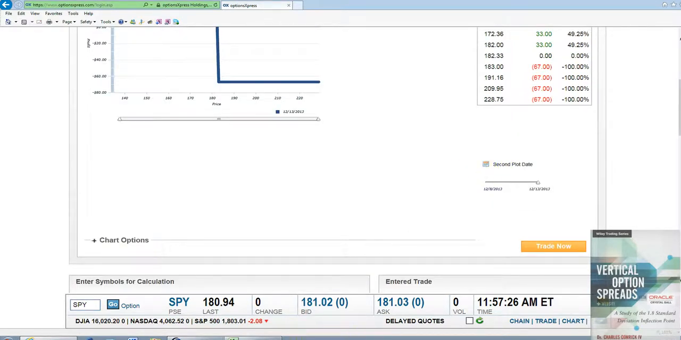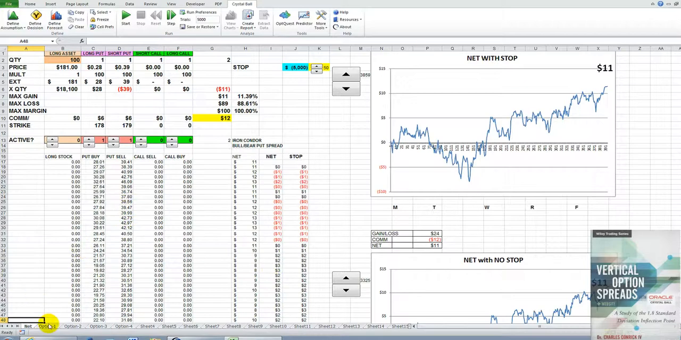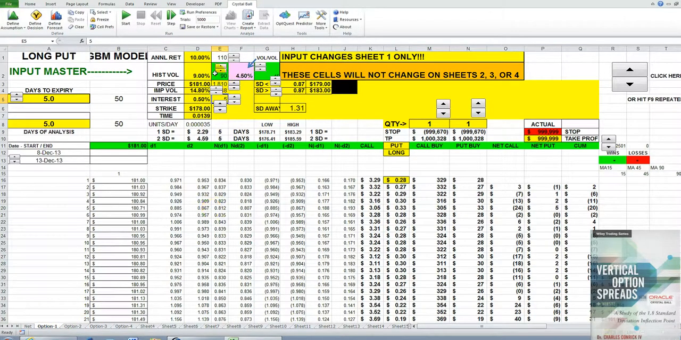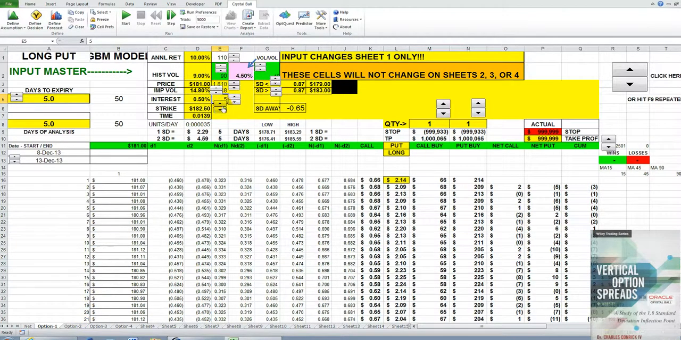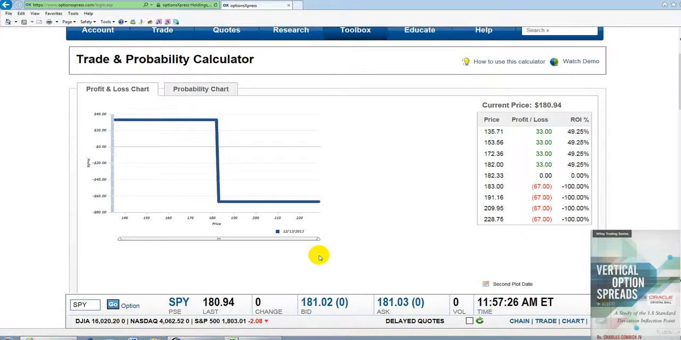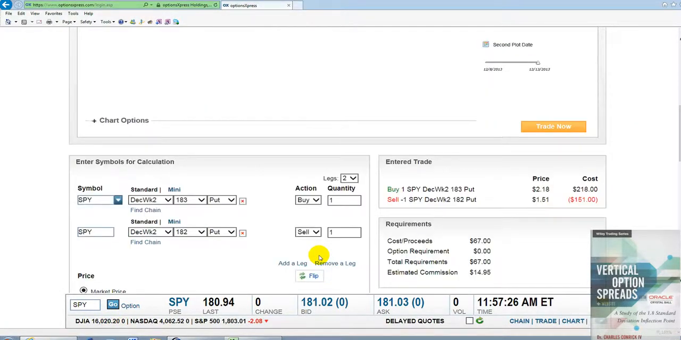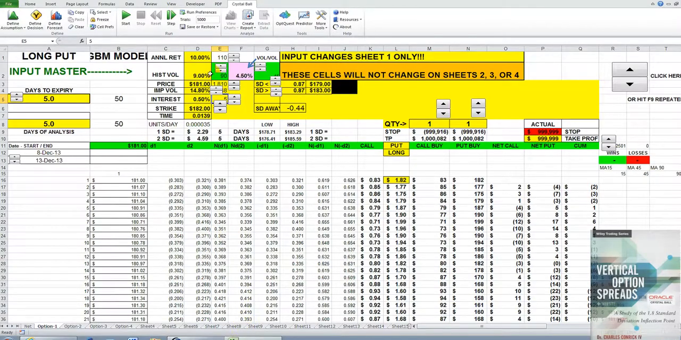Let's see how this looks on our trade sheet. First of all, on the long put, I need to change this to 182. Okay, and on the, beg your pardon, I'm going to knock that up to, yeah, I think it was 182. Let me check it once more. I keep forgetting what I did myself. 183 and 182, I beg my pardon. So we need to set this to 183.